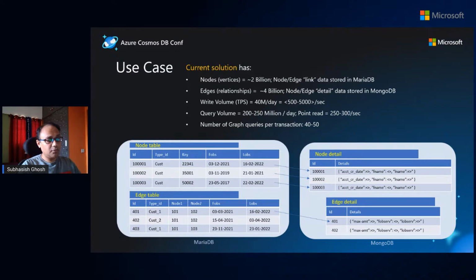But that's the write volume. The query volume is a mixture: mostly in-partition queries and some point reads, but also upserts. So it's more write heavy, but with some query volume as well, where you have some complex queries and a lot of point reads. The point reads were around 250 to 300 TPS per second, and the number of graph queries per transaction used to vary between 40 to 50.